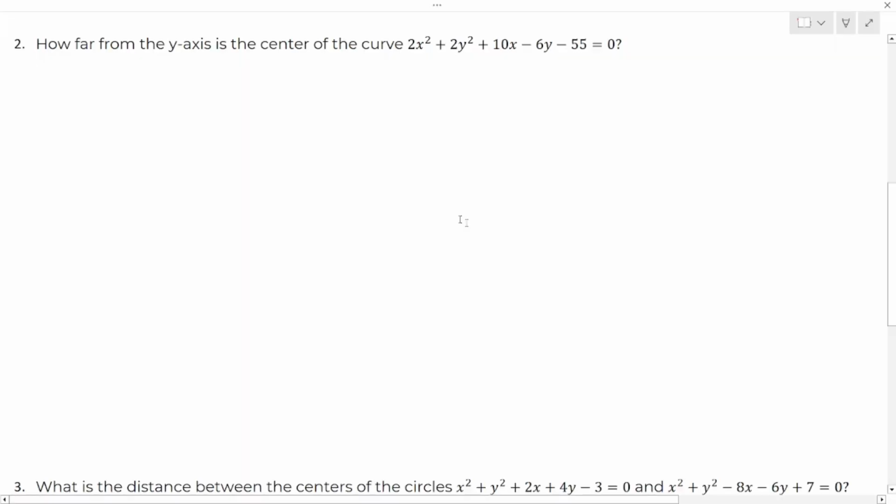So, I hope that's clear to you, no? So, problem number 2. How far from the y-axis is the center of the curve 2x squared plus 2y squared plus 10x minus 6y minus 55 equal to 0? So, kukunin na natin, guys, is the distance from the y-axis, yung center ng curve. Obviously, makikita natin, since your a and c is equivalent, therefore this one is a circle. Tama ba? This one is a circle because a is equivalent to c.